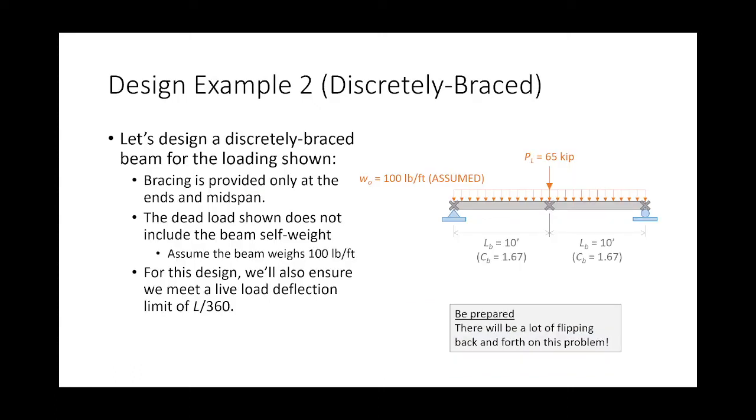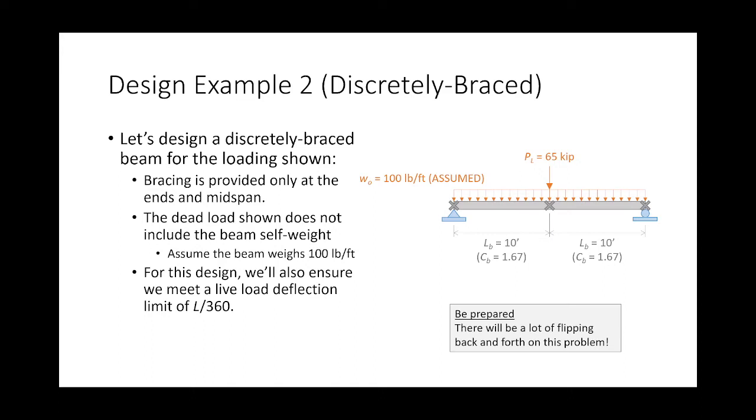Let's do a problem. Now, I picked a problem where the CB value is high, okay? So let's design a discretely braced beam for this problem. Now, look right here at this note on the bottom. I say be prepared. There's going to be a lot of flipping back and forth on this problem, so just be aware of it, okay? So we're going to design this beam to ensure a live load deflection limit of L over 360, and we're going to be doing a lot of page flipping.